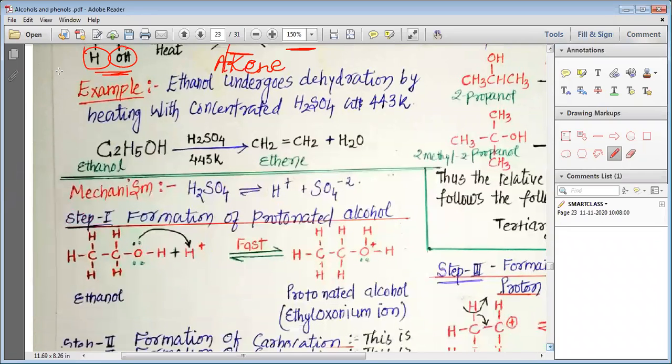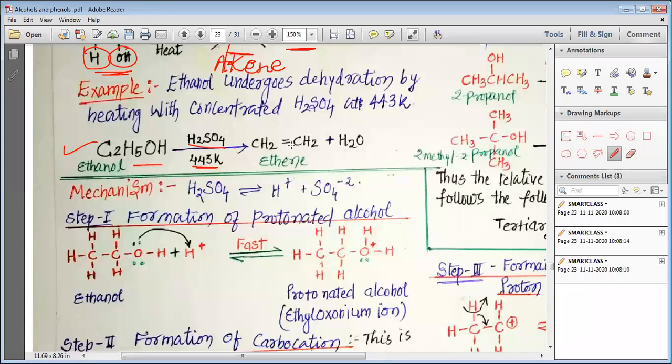So here in this example, you can see that ethanol, when it is heated with sulfuric acid at 443 Kelvin, turns into ethene and a water molecule is removed. This is the important example of the dehydration.